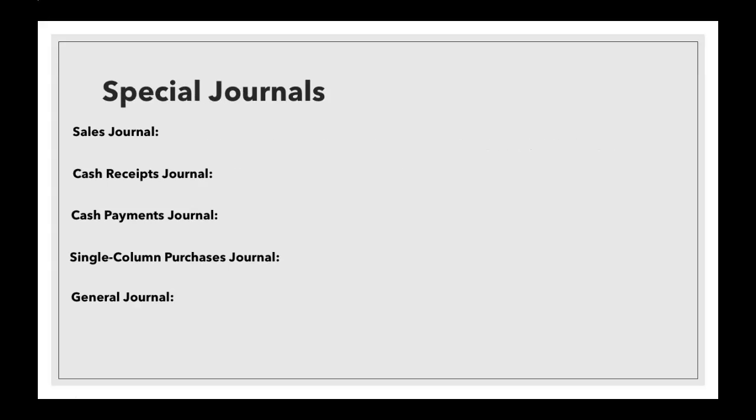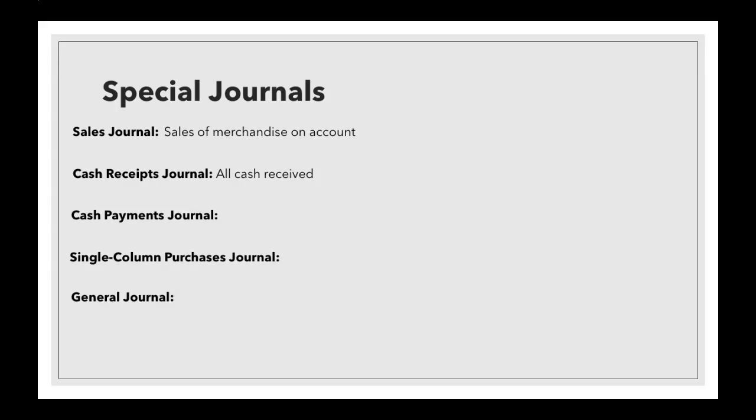So before we go through those transactions, let's just talk about what goes into which journals. The sales journal is going to be any time that you sell merchandise on account. So not only just sales on account, but it must be sales of merchandise on account. Cash receipts journal, that's just any time that you get cash.